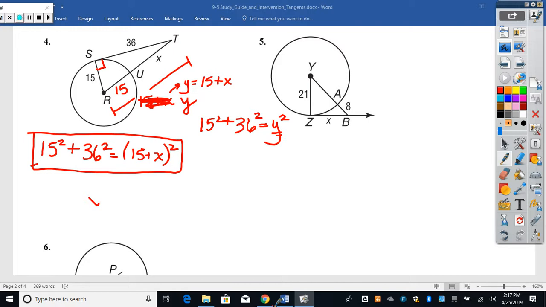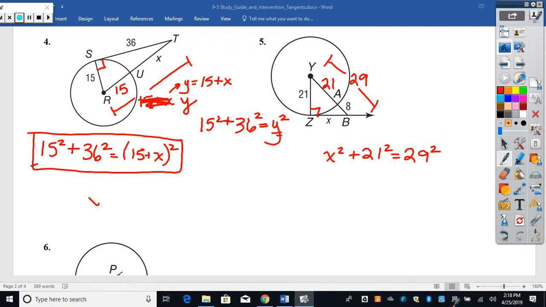For number 5, we have kind of the same situation. We have a right angle, but we don't know what that length is. Now, I want you to be thinking to yourself, what is the length of AY? Well, AY is a radius, right? So AY has to be 21. So in the end, 21 plus 8 is 29. And so the Pythagorean theorem can be set up like this.